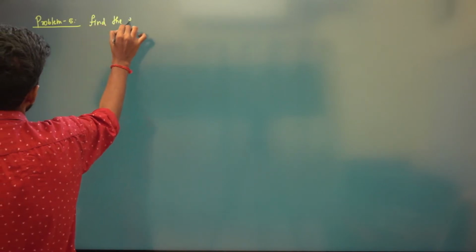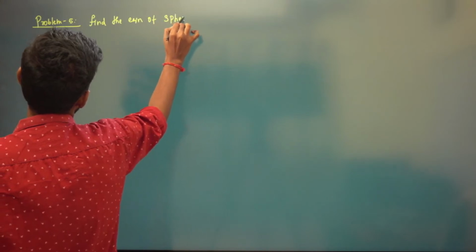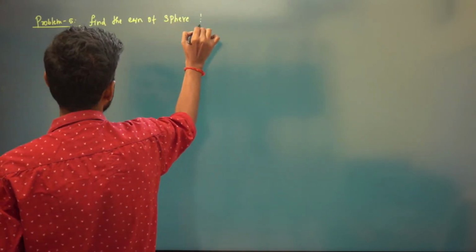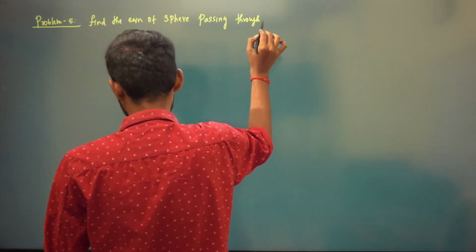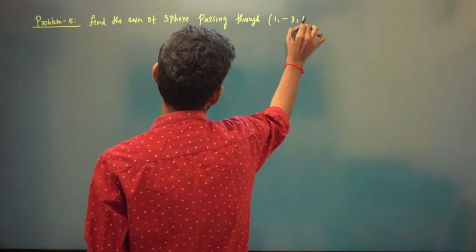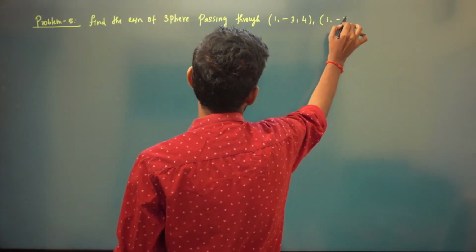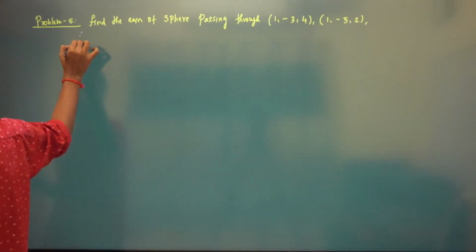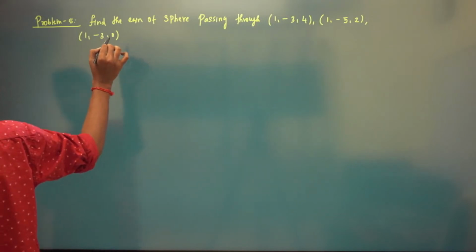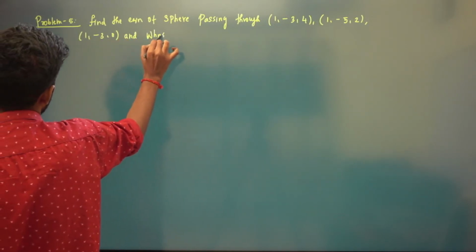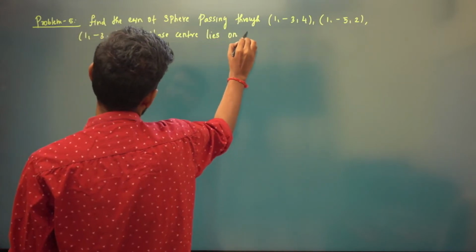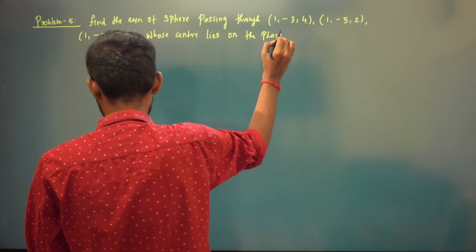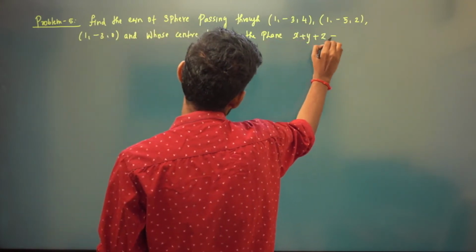Find the equation of sphere passing through 1 comma minus 3 comma 4, 1 comma minus 5 comma 2, 1 comma minus 3 comma 0, and whose center lies on the plane x plus y plus z equal to 0.